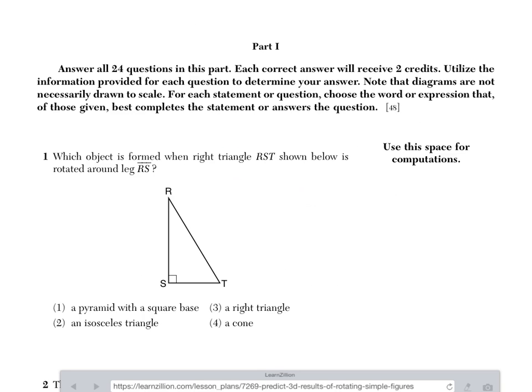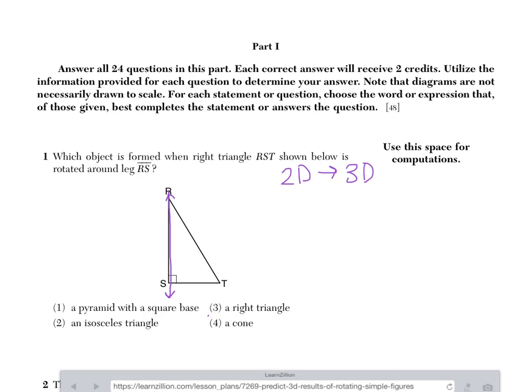Question 1 says, which object is formed when right triangle RST, shown below, is rotated around leg RS? So here we are going to rotate around leg RS. We have the options of 1, a pyramid with a square base, 2, an isosceles triangle, 3, a right triangle, and 4, a cone. When we rotate around a line segment, we know that we go from a 2D shape to a 3D shape.